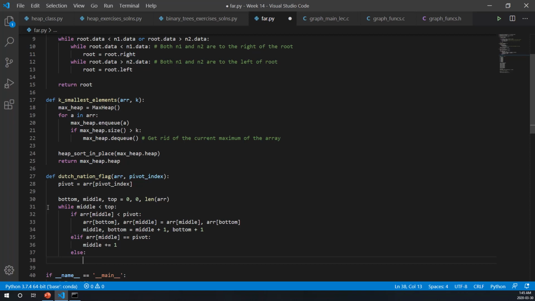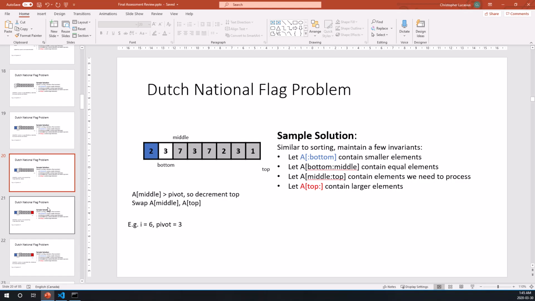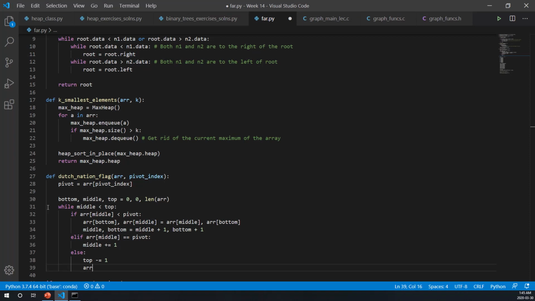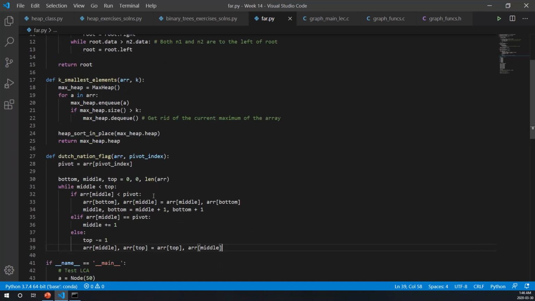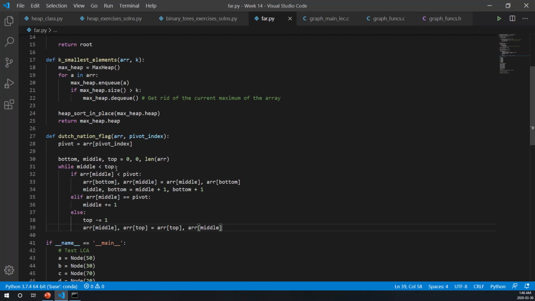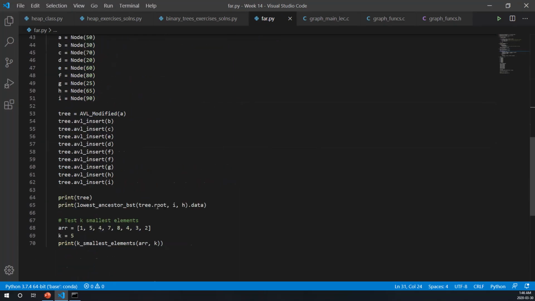So that means that I'm going to set top to be decremented by 1, and then I'm going to swap A of middle and A of top equal to array at top, array at middle. Okay, and that's pretty much all I have to do, because by the time this while loop is done, then middle will be equal to top, and I will have built my Dutch national flag.